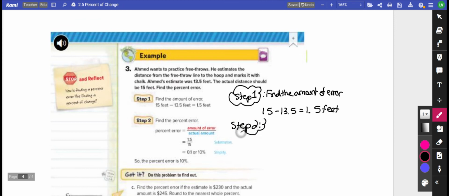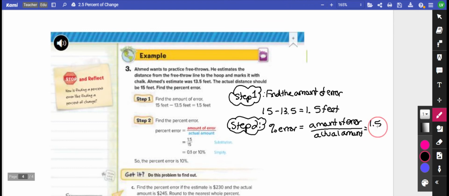So step 2, we're going to find the percent error. In order to find the percent error, that is going to be the amount of error, which is what we solved in step 1, divided by the actual amount. So the amount of error is 1 5/10, while the actual amount is 15. Well, 1 5/10 divided by 15 is 1/10. When you multiply that by 100, that is equivalent to 10%. So the percent error is 10%.